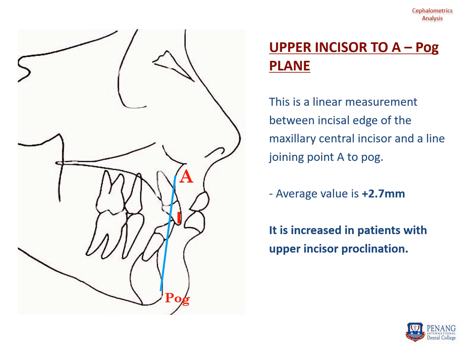If it gives a measurement of more than 2.7 millimeters, then you can say that the upper incisors are proclined. If it gives you a measurement of less than 2.5, 2.4, then you can say they are retroclined. However, the average value is usually around 2.7 millimeters.